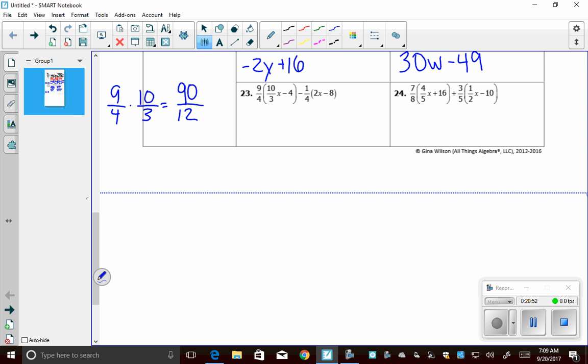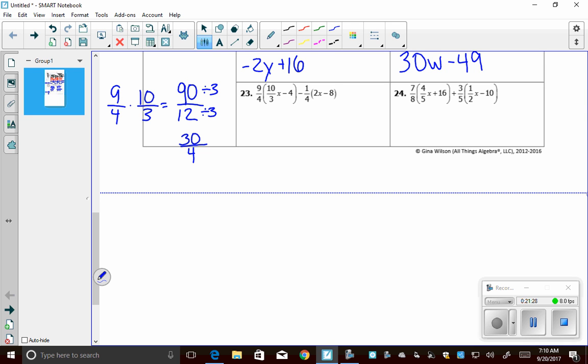90 divided by 12 does not give you a whole number. So I have to ask, what number will go into both 12 and 90? Okay? Well, right off the bat, I know 3 goes into 90 and 3 will go into 12. So I'm going to do 90 divided by 3. 90 divided by 3 is 30 over 4.